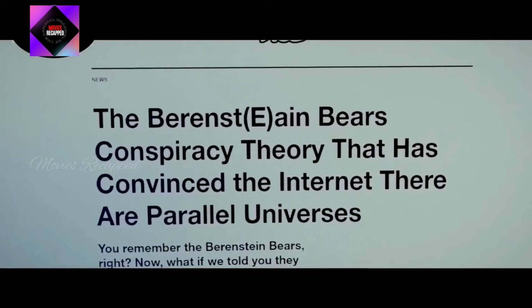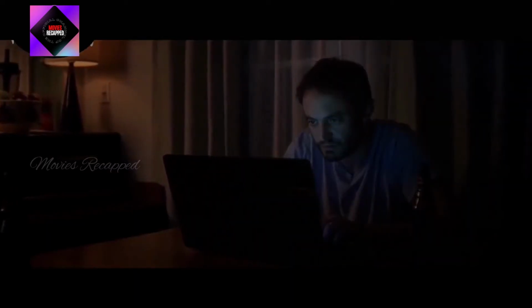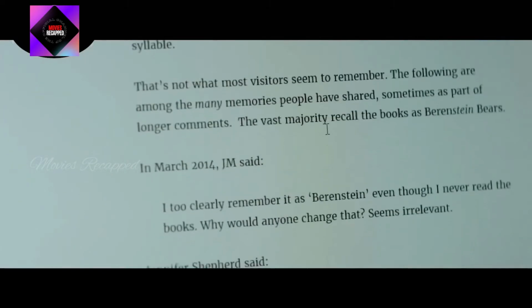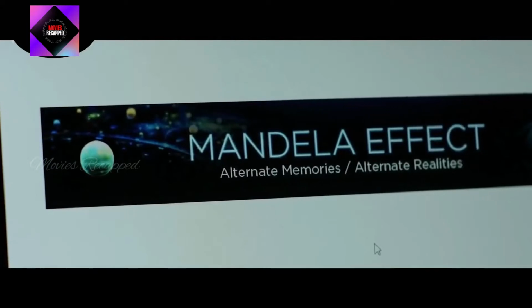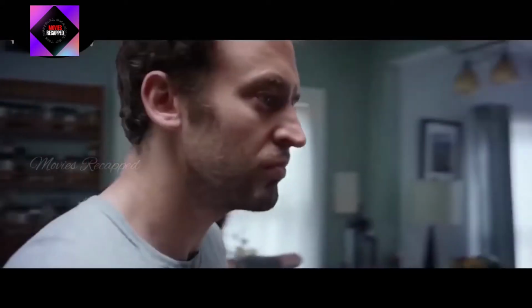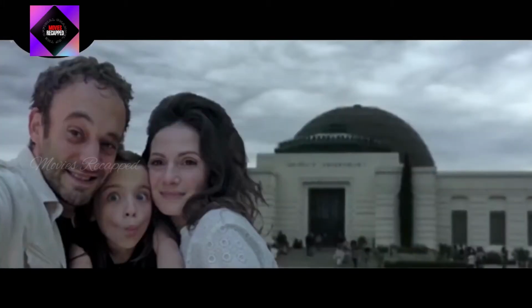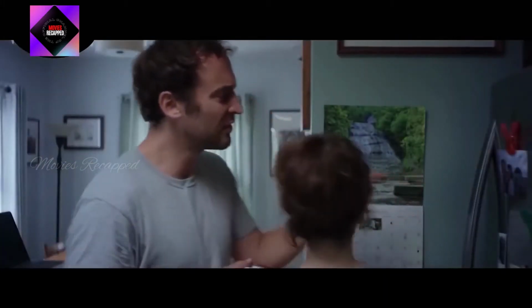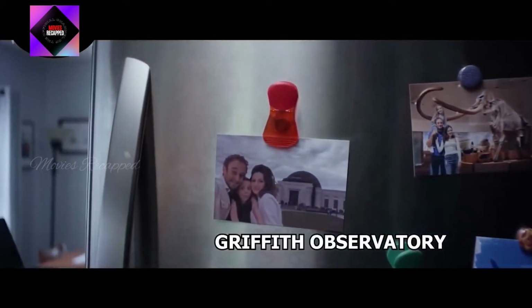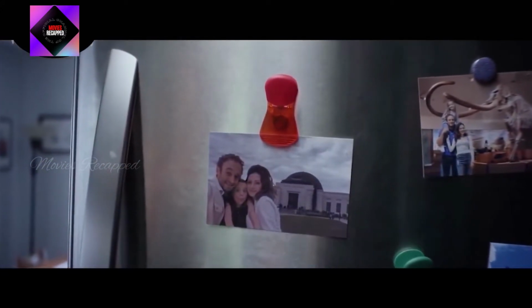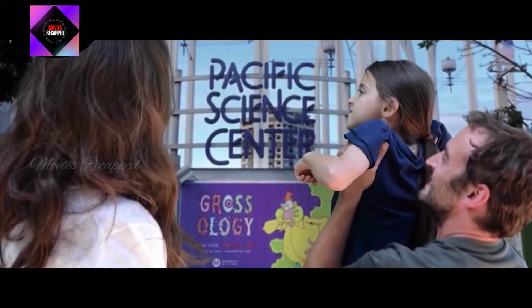Brendan continues to look for information about it until he finally finds a theory that explains the incident, namely the Mandela Effect theory. The next day, Brendan is confused by the photo of his family on the refrigerator. He asks his wife where the photo was taken, and Claire replies that it was taken in front of the Griffith Observatory, but Brendan is very sure that they didn't take photos in that place. Instead, they took pictures at the Pacific Science Center in Seattle.